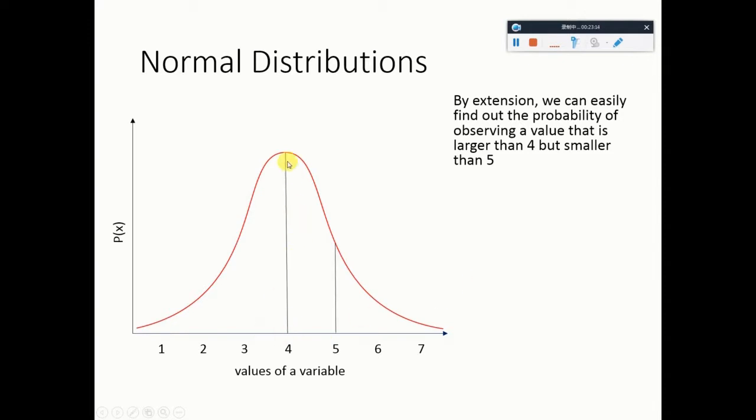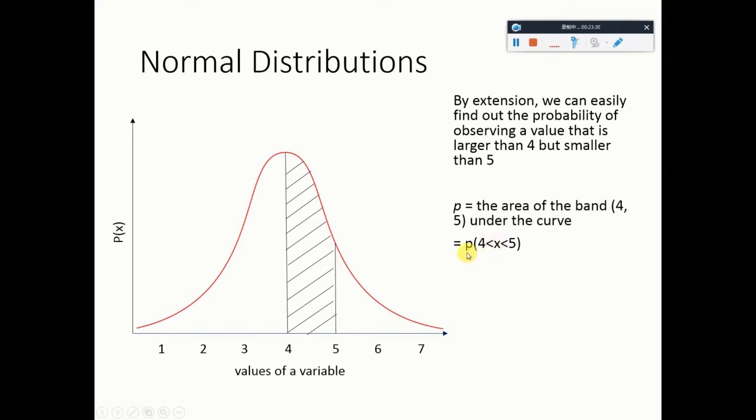Easy enough. We'll put a boundary at 4, we'll put a boundary at 5. As long as we can calculate, which we can, the area of the shaded part, that will give us the probability of observing any value larger than 4 and smaller than 5. So the area of the shaded part will be the probability of observing any x that's larger than 4 but smaller than 5. So that's the probability.